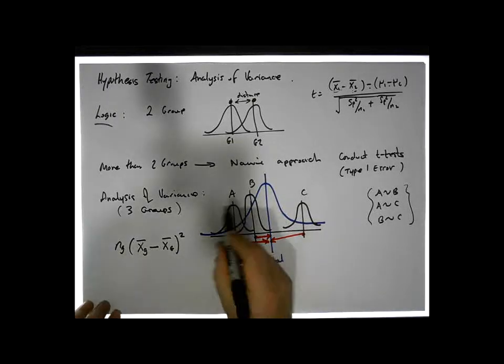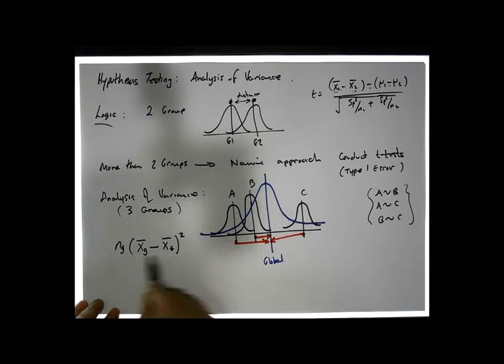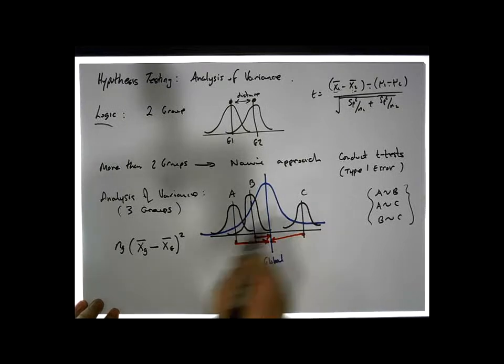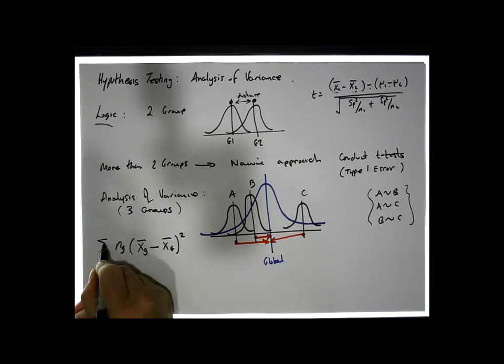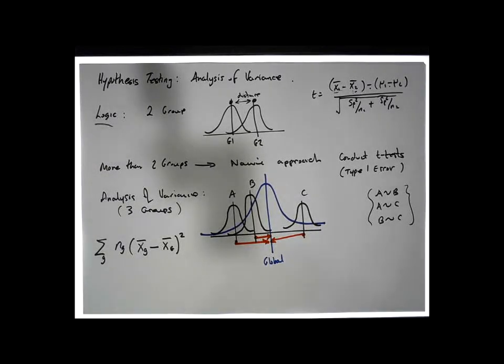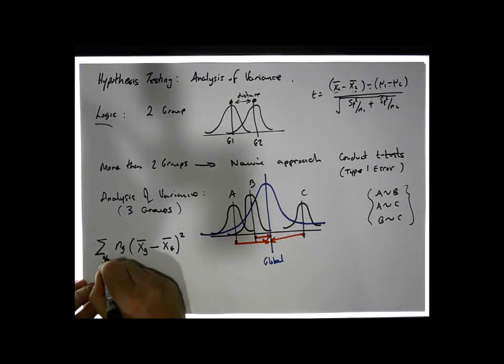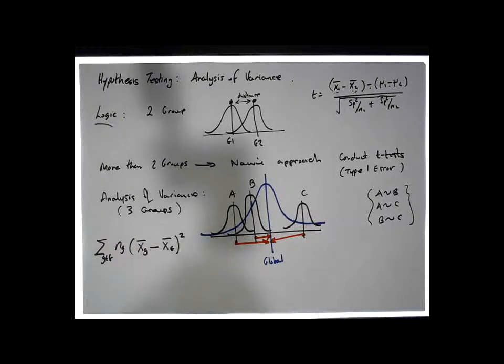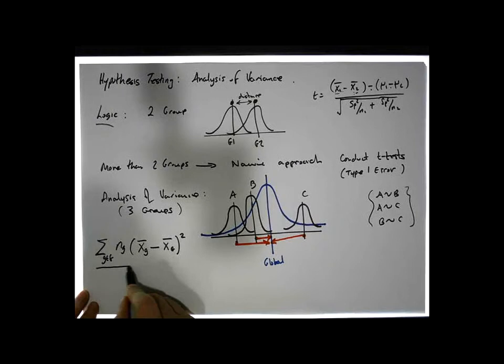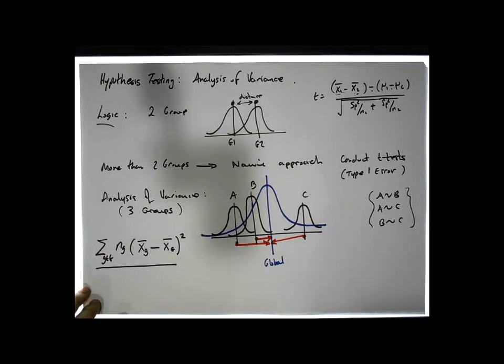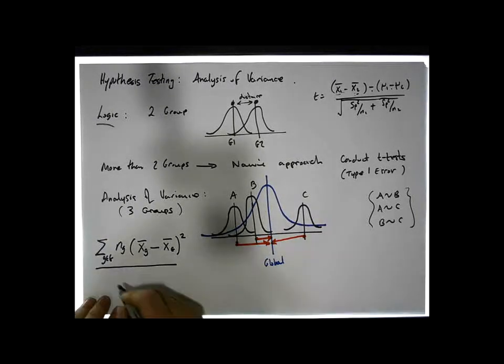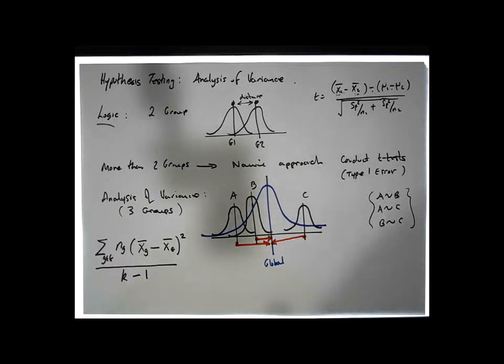And we need to add that up. We need to do this calculation for each one of our groups. So what I'm going to say is we're going to do that calculation for each one of our individual groups, that are elements of the global group. So basically what we now have is a sum of squares. And what we're going to do is divide it by how many groups we have. Let's call that K, and we reduce it by 1. This is the degrees of freedom.